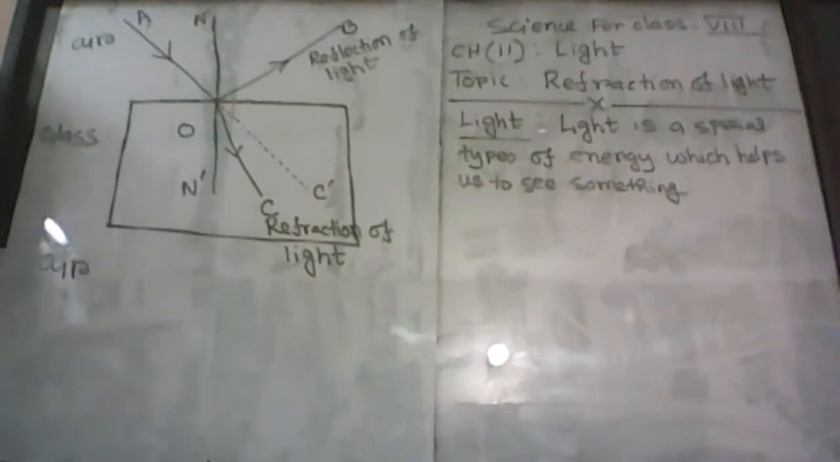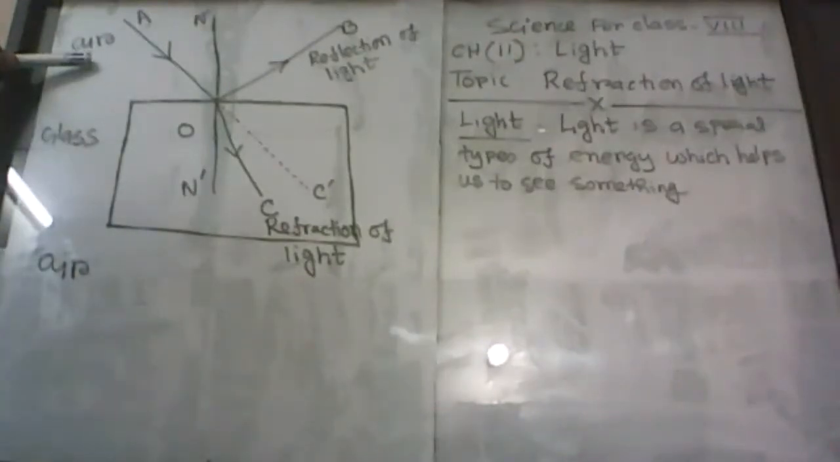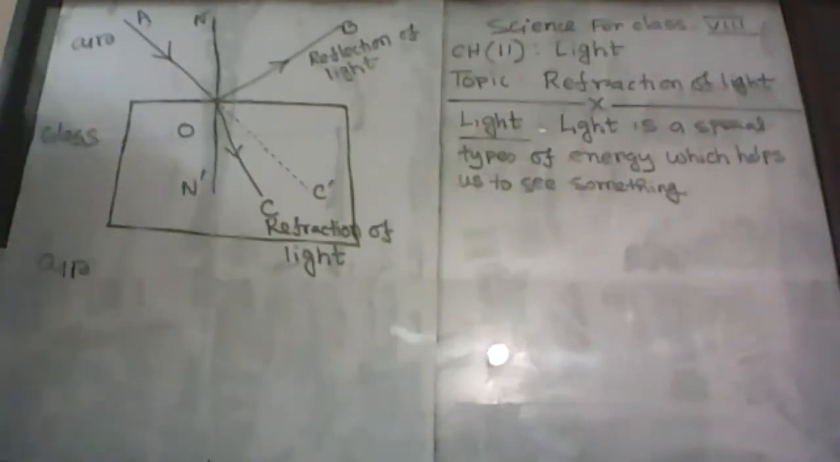Okay? So if I ask you what is called refraction of light, then what can I say? I can say that when a ray of light passes from one transparent medium, such as air, to another transparent medium, such as glass, the ray of light bends in the glass medium. Since the ray of light bends in the glass medium, this bending property of light is known as refraction of light.